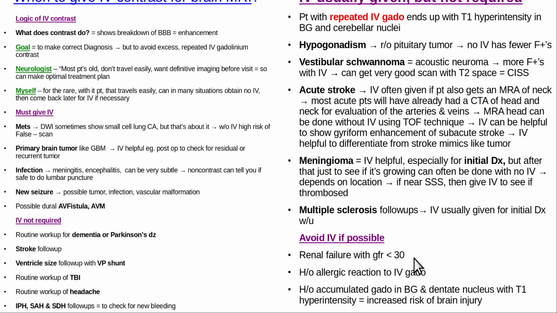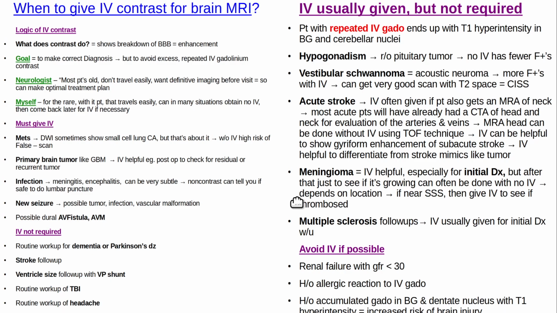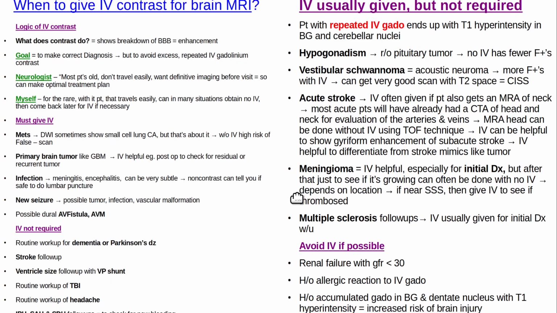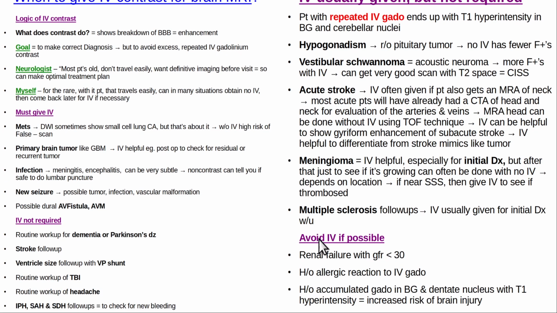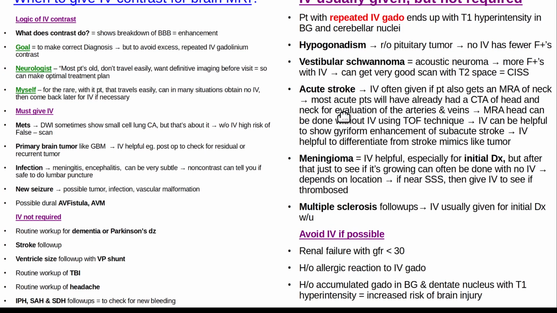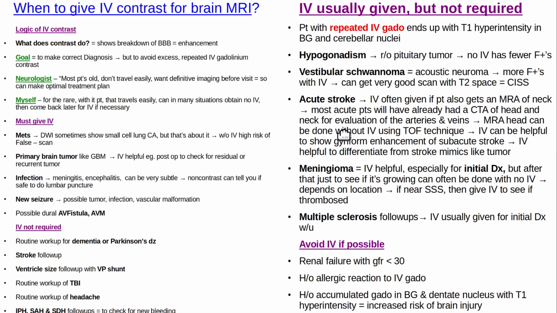Okay, this video is when to give IV contrast for brain MRI. A couple of viewers have sent me emails asking me this question, and it's a rather technical question, so I'm going to make a video about it. I also searched the internet and I couldn't find any detailed information. There's a few little things here and there, but there's no detailed information.